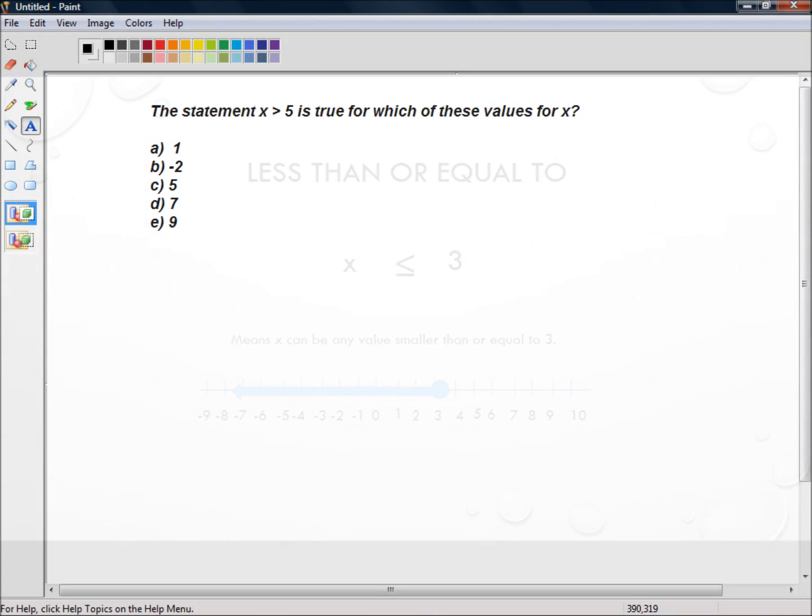Okay, so much for the theory. Let's have a go at putting that into practice. We're given the question: the statement x is greater than 5 is true for which of these values for x? A 1, B negative 2, C 5, D 7, E 9. Well, the statement is x is greater than 5, so we're looking for a value for x that is bigger than 5 but not equal to 5.